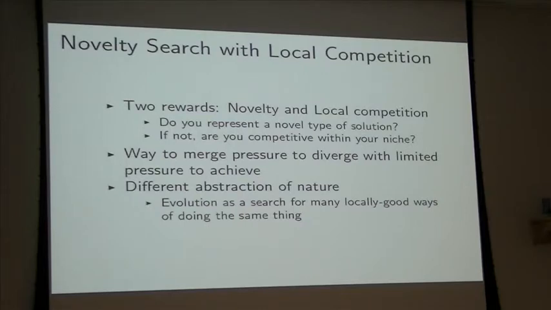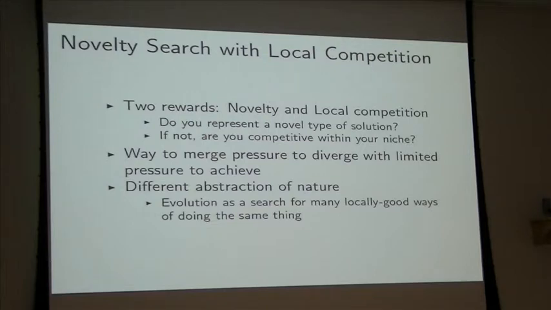And you can also see this as being driven by a different abstraction of nature, seeing evolution as a search for many locally good ways of doing the same thing. So in nature, that same thing is to survive and reproduce. But in an algorithm, we can make it whatever we want it to be.